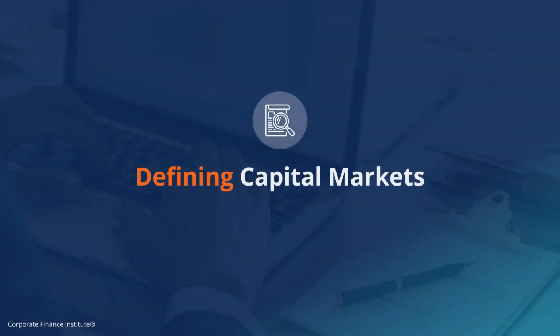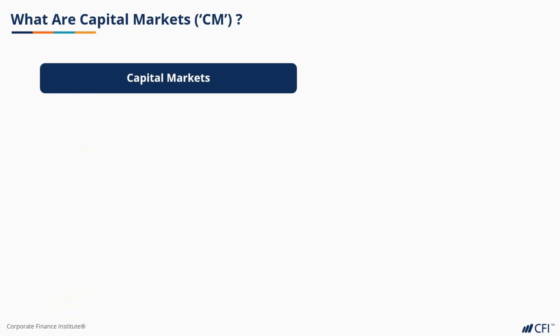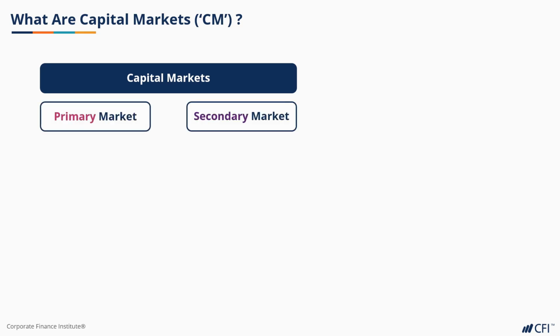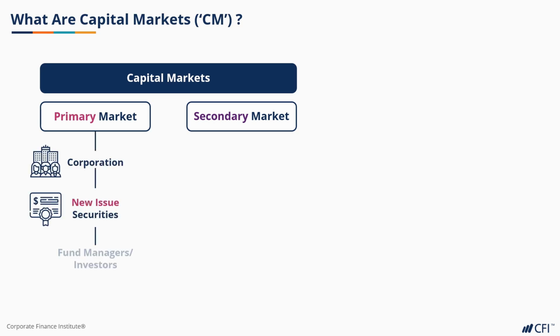Defining capital markets. In capital markets, there are two distinct markets. One where new issue securities are born, and another where existing securities are traded. These two markets are called the primary and secondary markets respectively. Primary markets are where large corporations go to raise money in large sums from public markets. In exchange for money, these corporations issue debt or equity securities to mostly institutional investors.